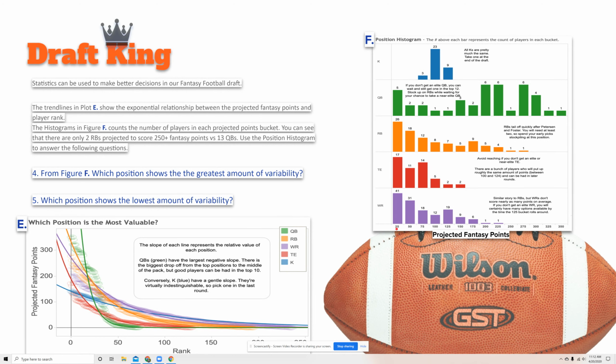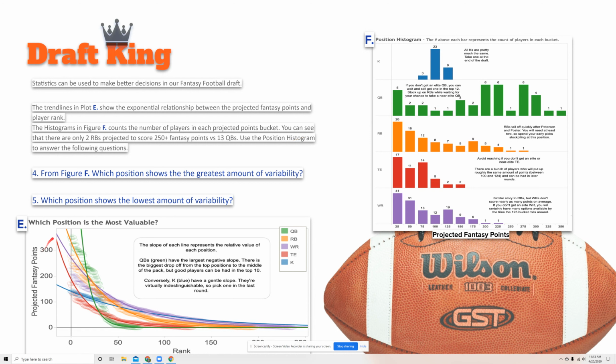The buckets you have the histogram separated in are projected fantasy points. So this is 25 projected fantasy points all the way up to 350. As you can see, quarterbacks that are projected to score 250 points or more, you have 13 of them. You have 6 that are projected to score 275 points, 4 that score 300. But as far as running backs projected to score over 250 points, you really only have 2 here.